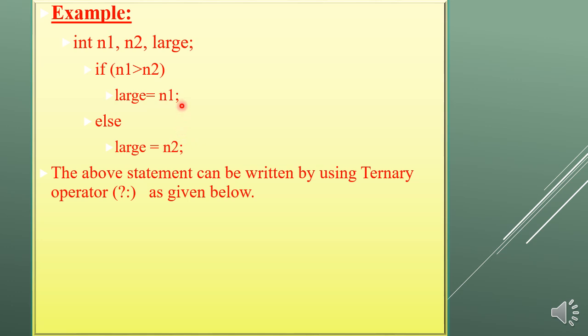So here a condition is tested. The condition is n1 greater than n2. If n1 is greater than n2, the number in the variable n1 will be stored in the variable large, else the number in the variable n2 will be stored in the variable large. So when this code is completed, what is stored in the variable large will be the larger among two numbers. Now let us see how the same code can be written by using ternary operator.